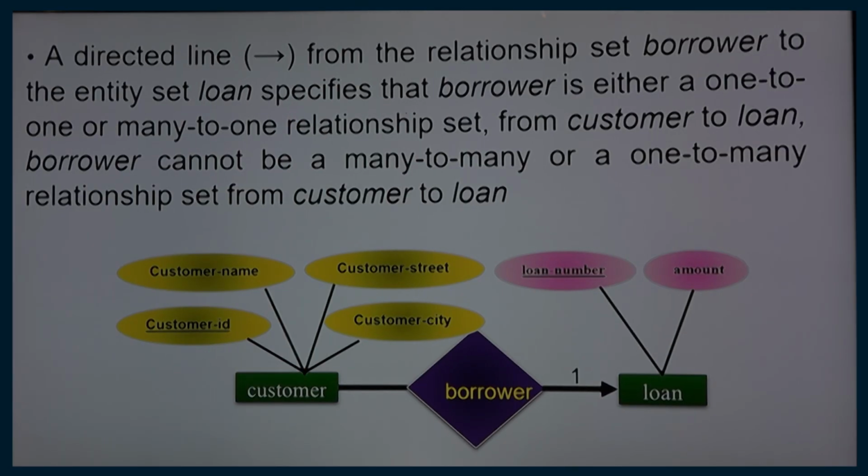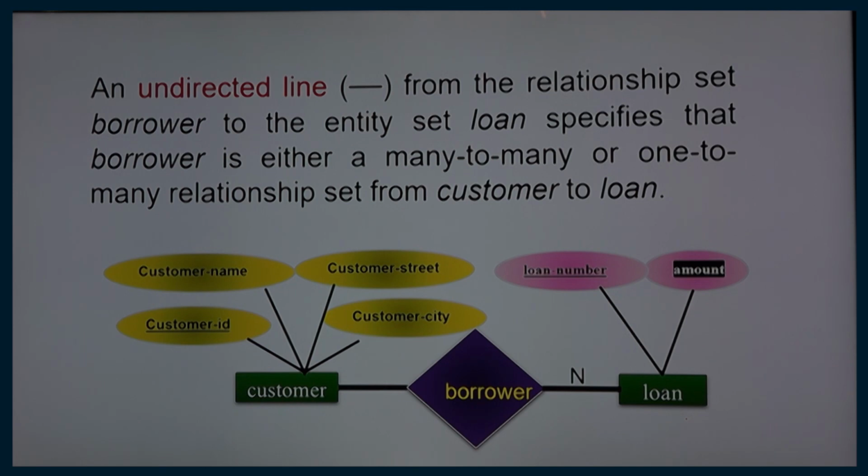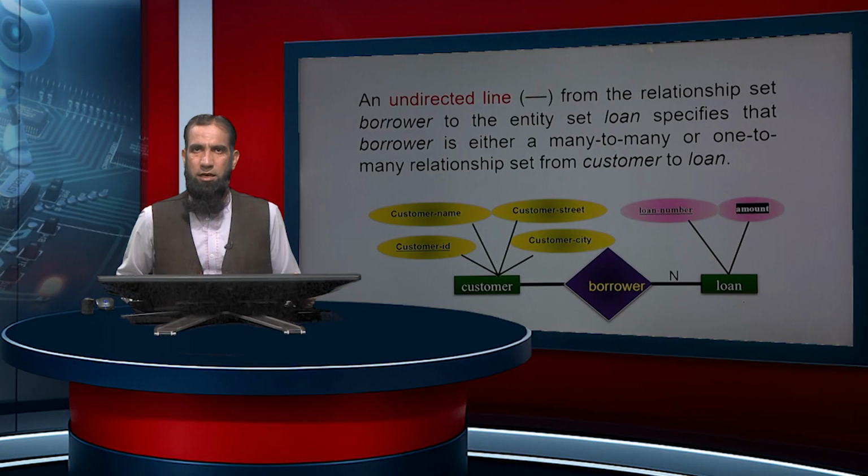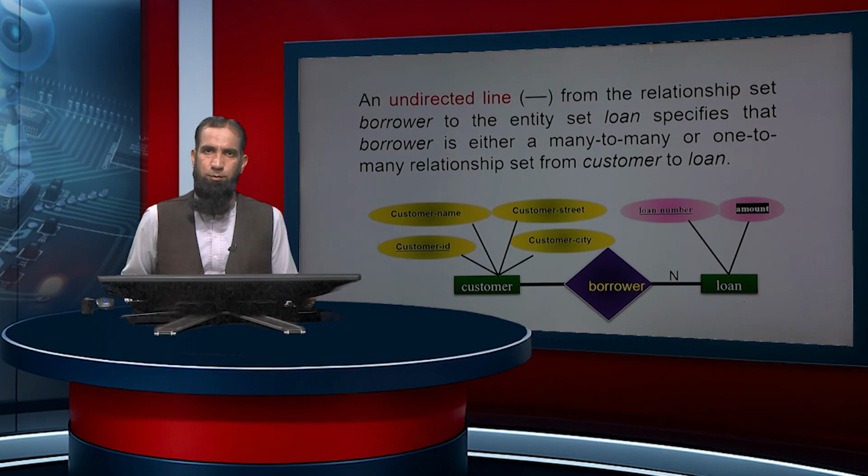In the below diagram, again we are showing all these. Borrower to loan is basically a directed line, and customer to borrower is basically undirected. As discussed earlier, these are two separate types of relationships. If the relationship set borrower were many to one from customer to loan, then this means many customers can participate, but each loan is given to one borrower.